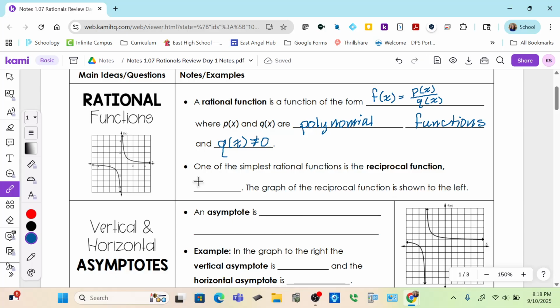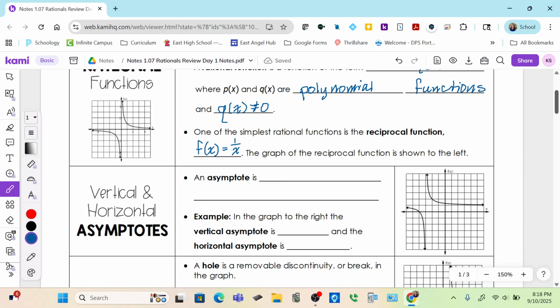One of the simplest rational functions is the reciprocal function, f of x equals 1 over x. And as you can see, this is the shape of the graph of 1 over x. In this video, I'm going to focus on vertical and horizontal asymptotes. In a later video, I'll talk about slant asymptotes, and yet another one will be about holes.